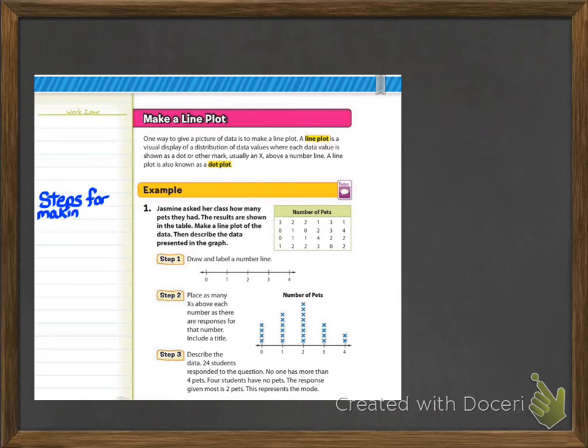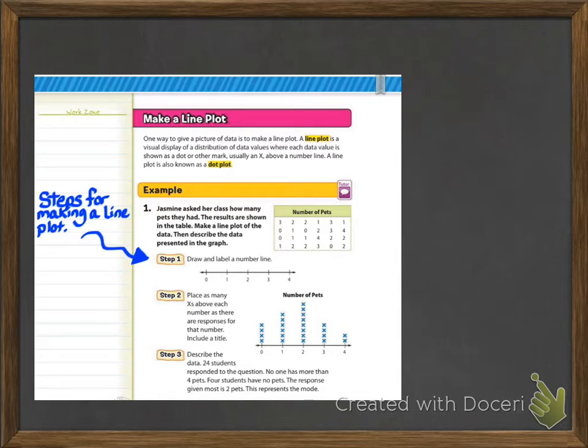All right, so let's look at example 1. Now, go ahead and write steps for making a line plot, and I want you to draw an arrow pointing to step 1. It's important that you pay attention to how to do these so that you can make a line plot on your own. So here it says, Jasmine asked her class how many pets they have. The results are shown in the data table. Make a line plot of the data, then describe the data presented in the graph.